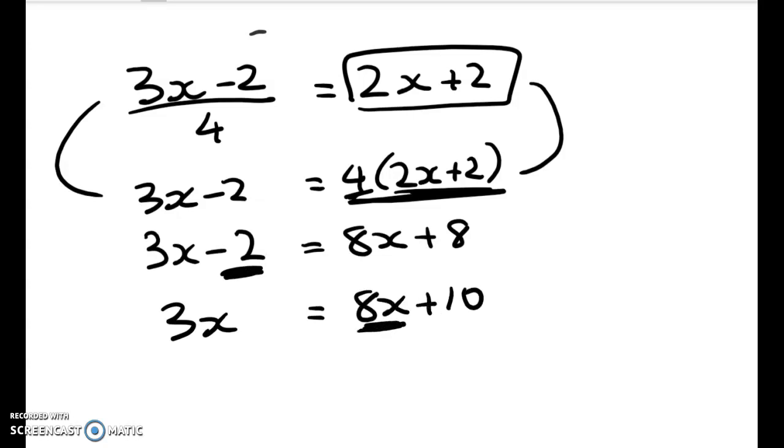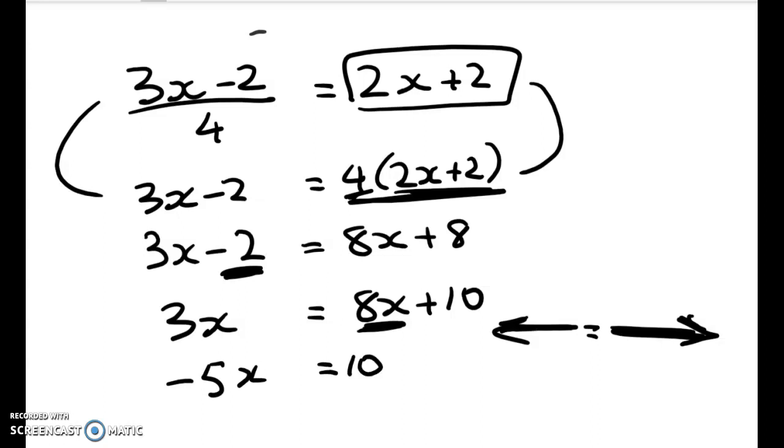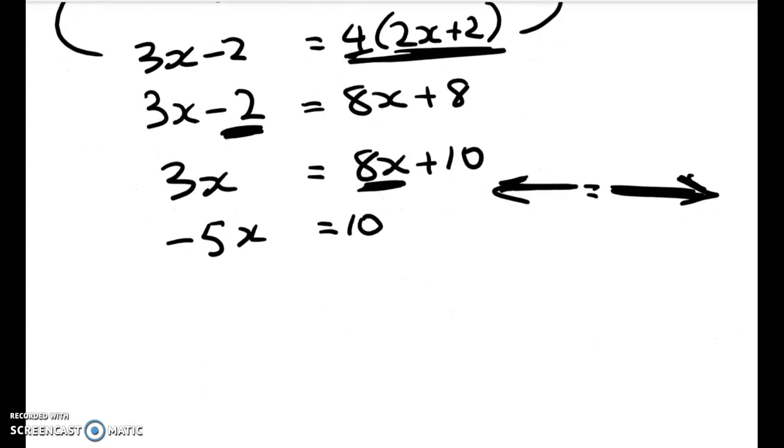Now I'm going to subtract the 8x. Why am I doing that? Well, I want to end up with the numbers over this side and the x's over the other side. So here we're going to get negative 5x is equal to 10, which lets me isolate the x. We're going to divide both sides through by negative 5. You don't need to show all your workings as long as each statement is clear. So here we're going to have x is equal to 10 divided by negative 5.